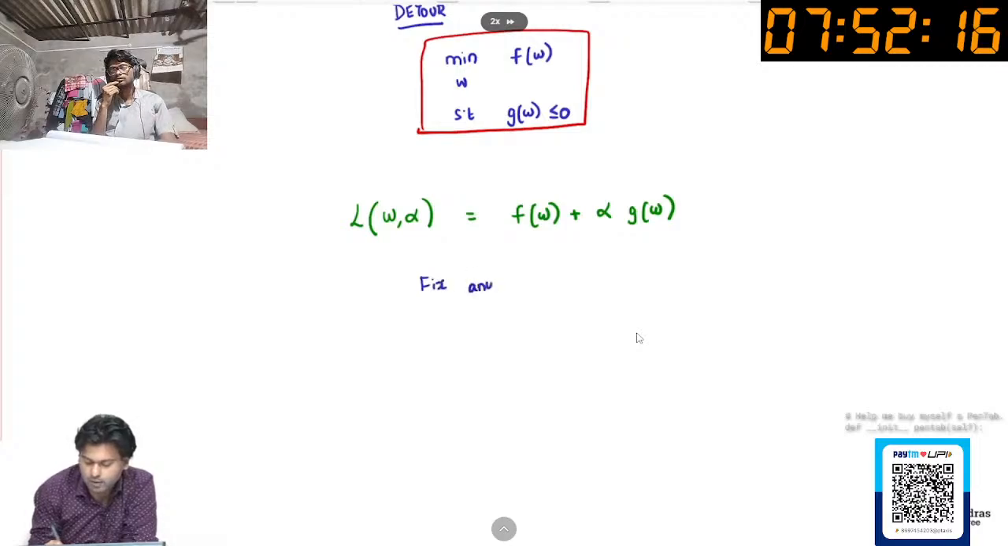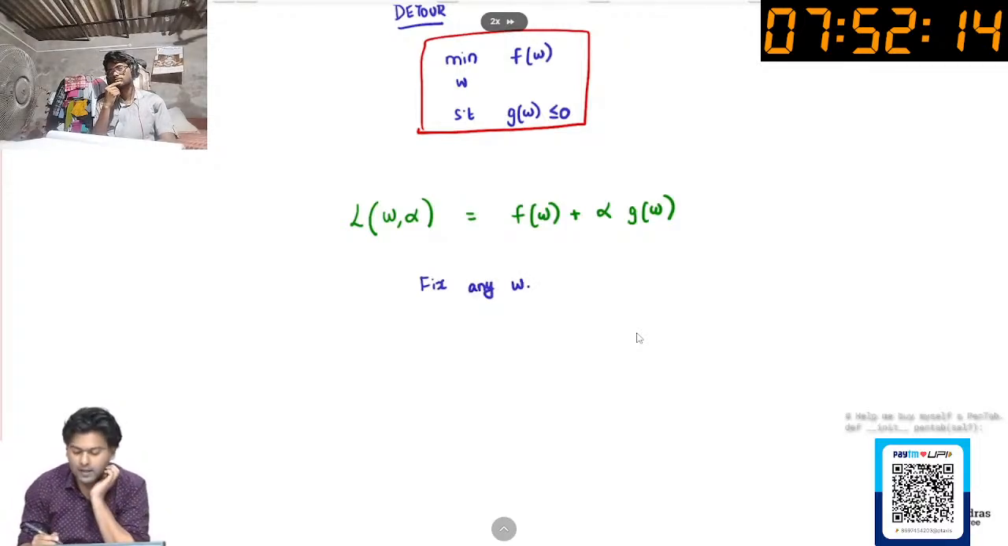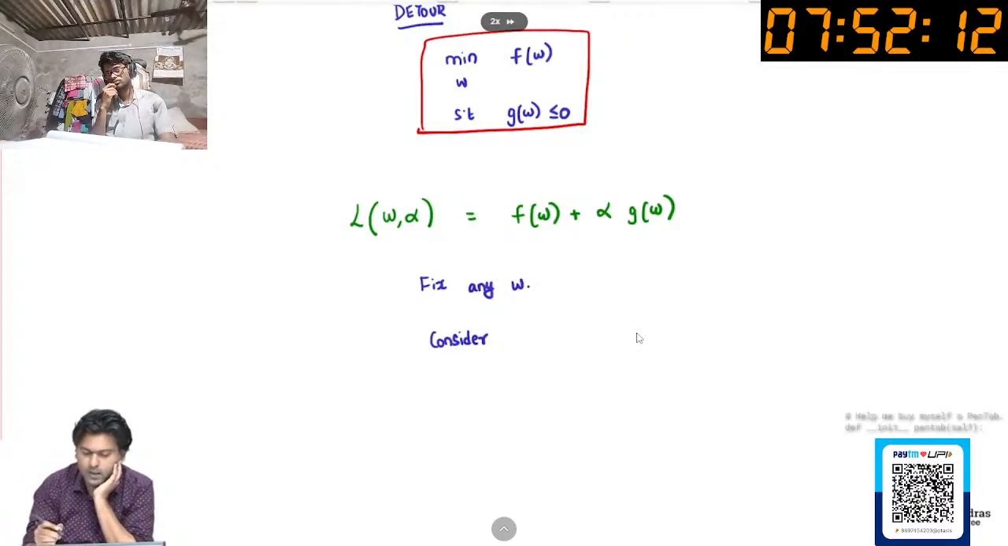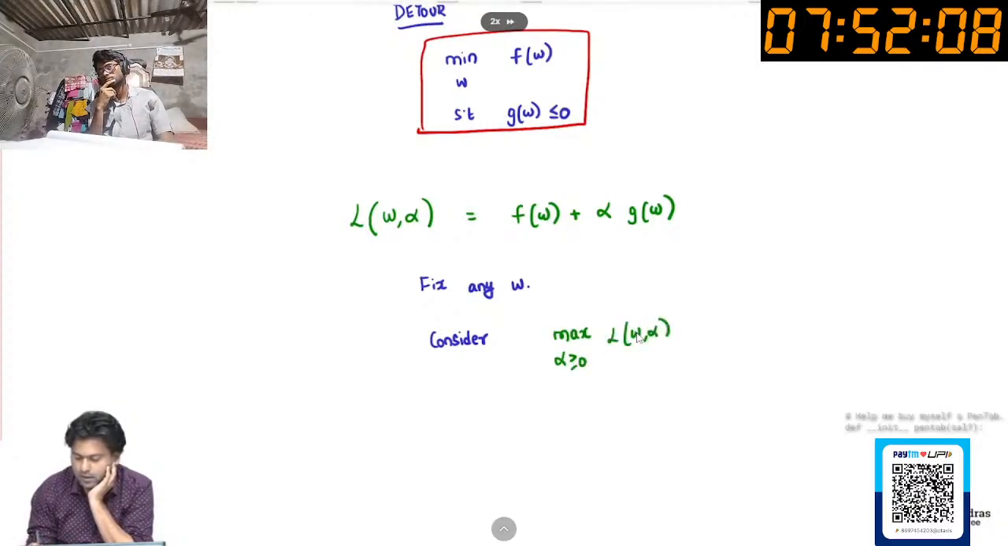So now fix any w. Let's say I give you a w, right? So you fix this w, and I ask you to consider the following quantity. So consider the maximum over alpha greater than or equal to 0 of L of w comma alpha. That is, consider the maximum over alpha greater than or equal to 0 of f of w plus alpha g of w.